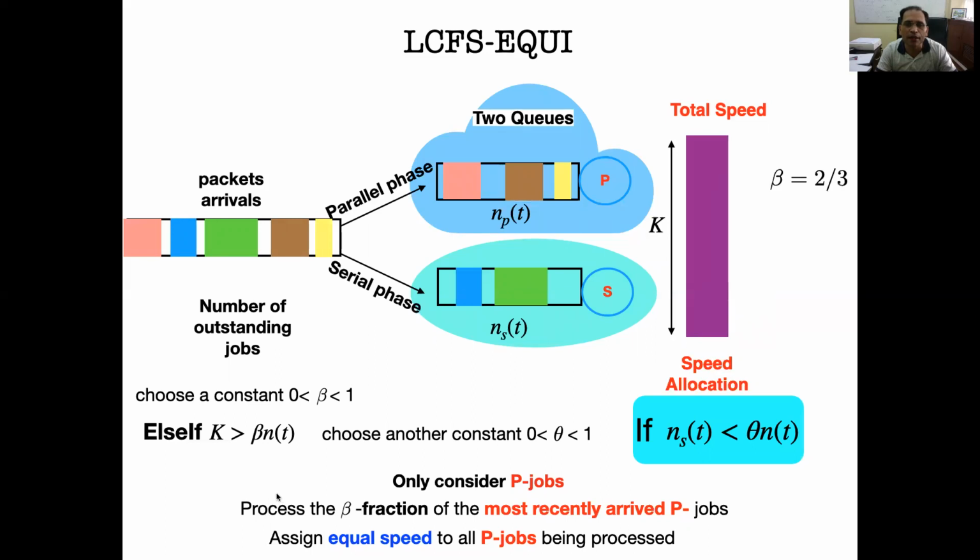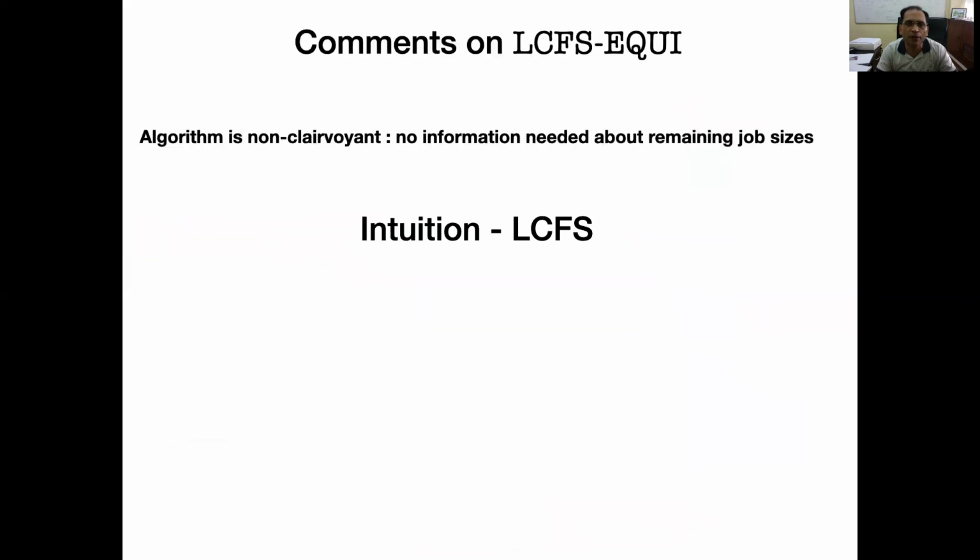So in this example, again, there are 3 jobs which are in the parallel phase. Pick beta equal to 2/3. We are going to assign these 2 jobs equal speed and process them. So that's all the algorithm is, which is divided into 3 different cases. So here are some comments on the algorithm.